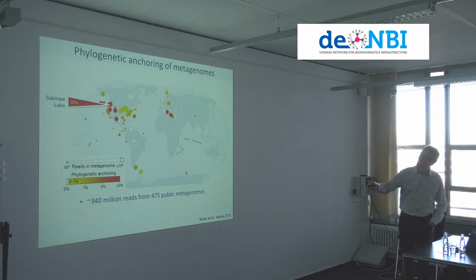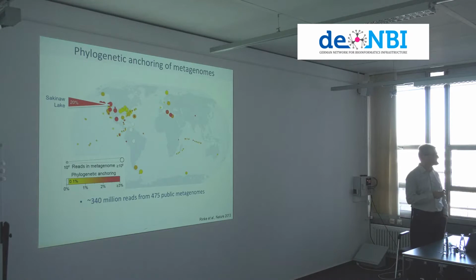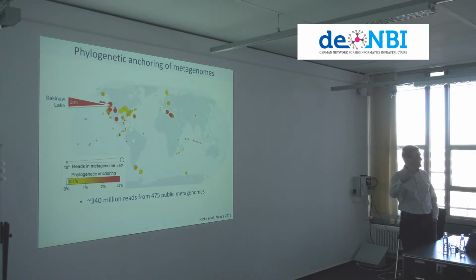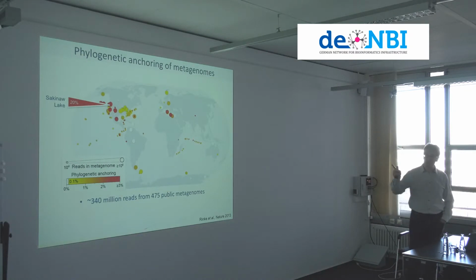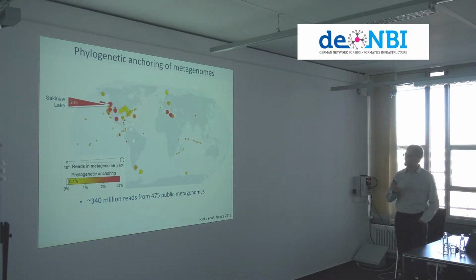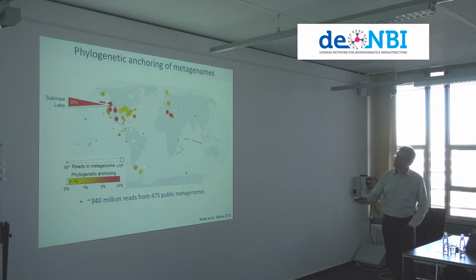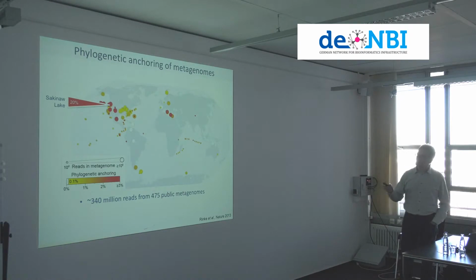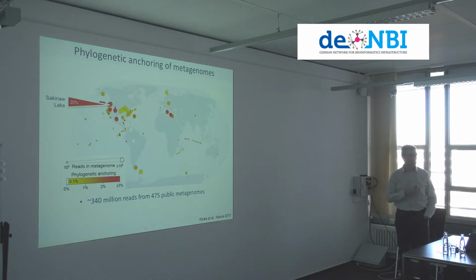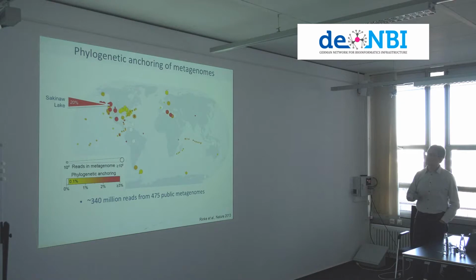So for instance, when you look at this sample here, Sakinav Lake, like 20% of the reads of this metagenome were now assigned to one of these or some of these new genomes, right? So you have a reclassification basically of 20% of your metagenome, right? And as you can see, these red dots mean there's more than 3% of reclassification. For some of them, there's not a big difference, but I mean there is a difference now that the genomes are actually available.